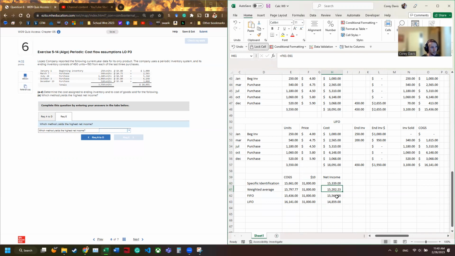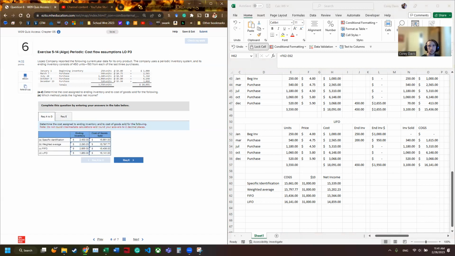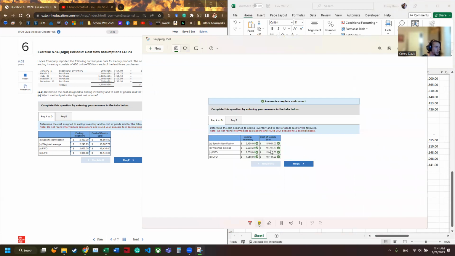So we can see here that on FIFO, we have the highest net income for all of them, because our cost of goods sold was the lowest as well. So it's going to be FIFO. And then, as you saw at the beginning, FIFO was correct. And if we come back here, I took a little screenshot for you, so I want to drag it over. There we go. All those numbers there are correct.